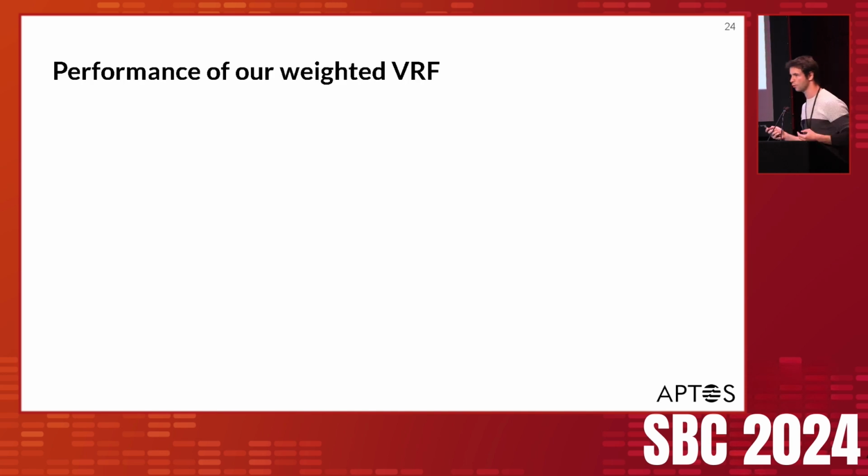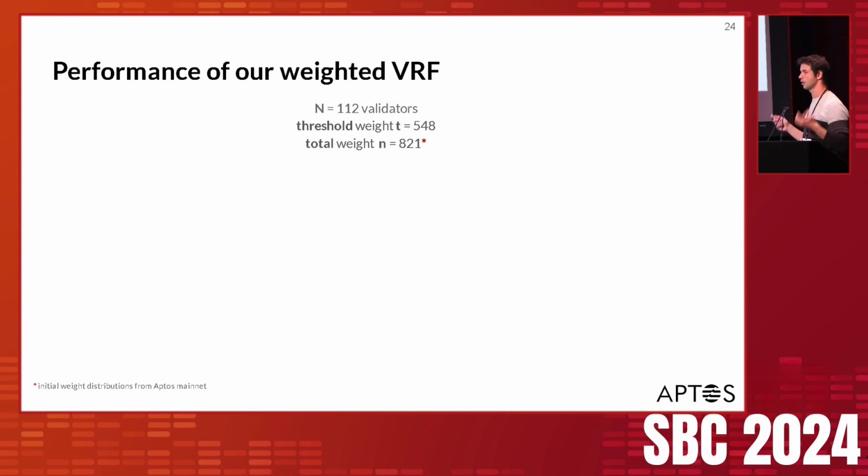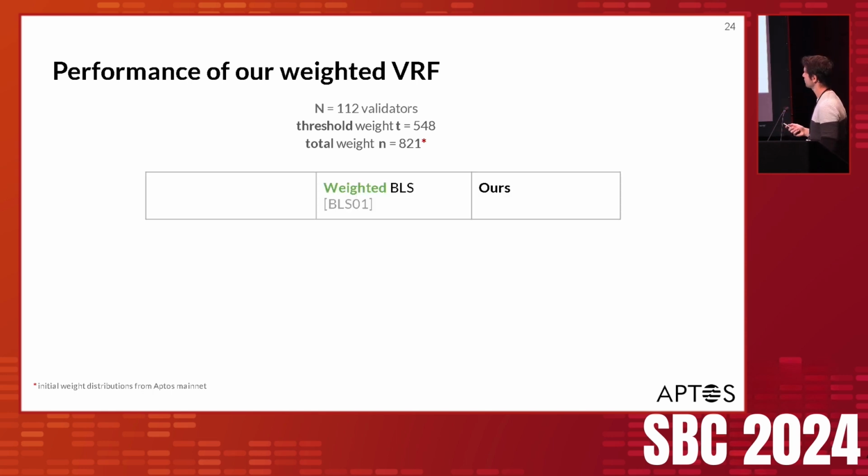OK, so how does this perform in practice? I'm evaluating this on the initial Aptos deployment, which had 112 validators, threshold weight 548, and total weight 821. And the weights are distributed in a power law-like distribution. So there's some validators who have a lot of stake, and some validators who have very little stake. And so we're going to compare this with what you might normally try to do. You might normally try to weigh BLS in a naive fashion by doing virtualization.